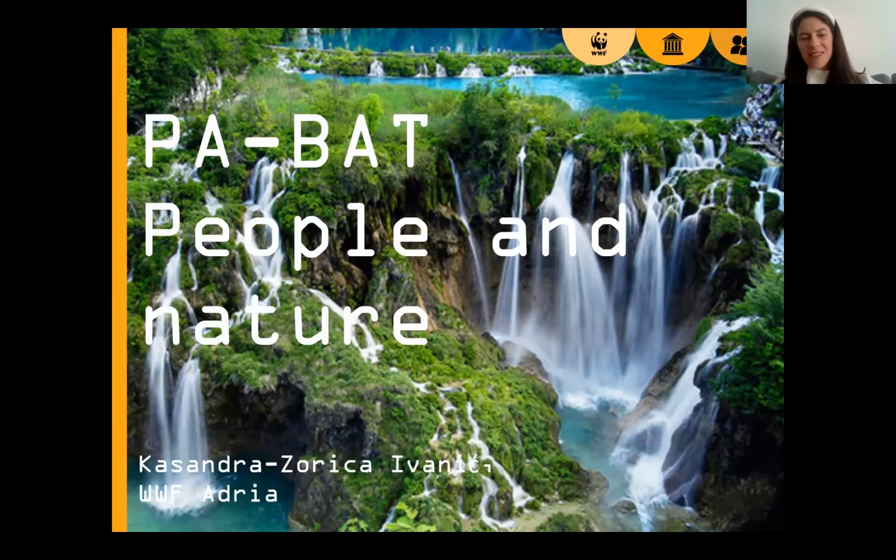Hi, my name is Cassandra Zorica Ivanic. I'm coming from Croatia, and I was part of the whole process of collecting data in the Western Balkans region, using the PA-BAT tool, and I'm working for WWF Adria. So here you can see one of the beautiful protected areas that we have visited. It's Plitvice Lake, a UNESCO site in Croatia, and you can see major ecosystems. It's a karst system, and water is one of the major resources that we have in our region.